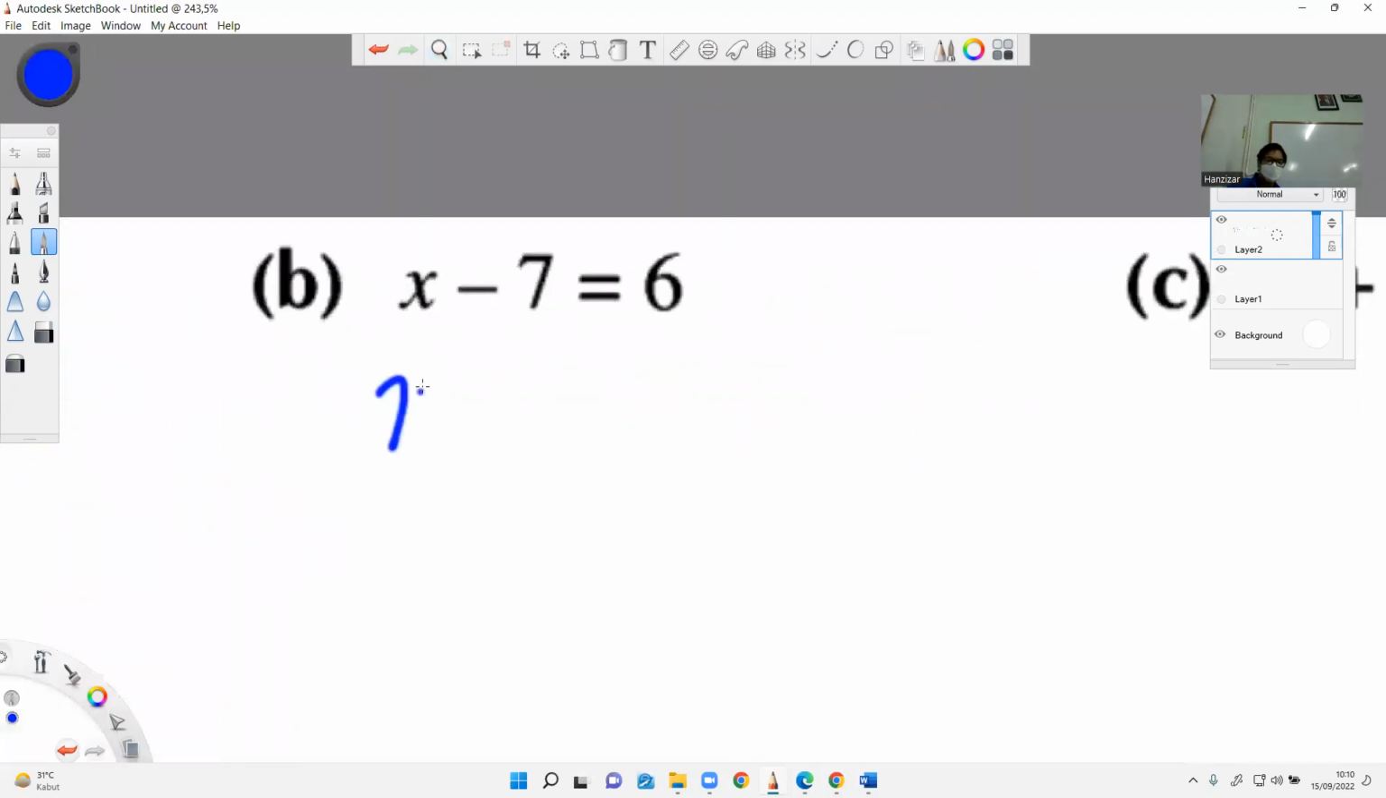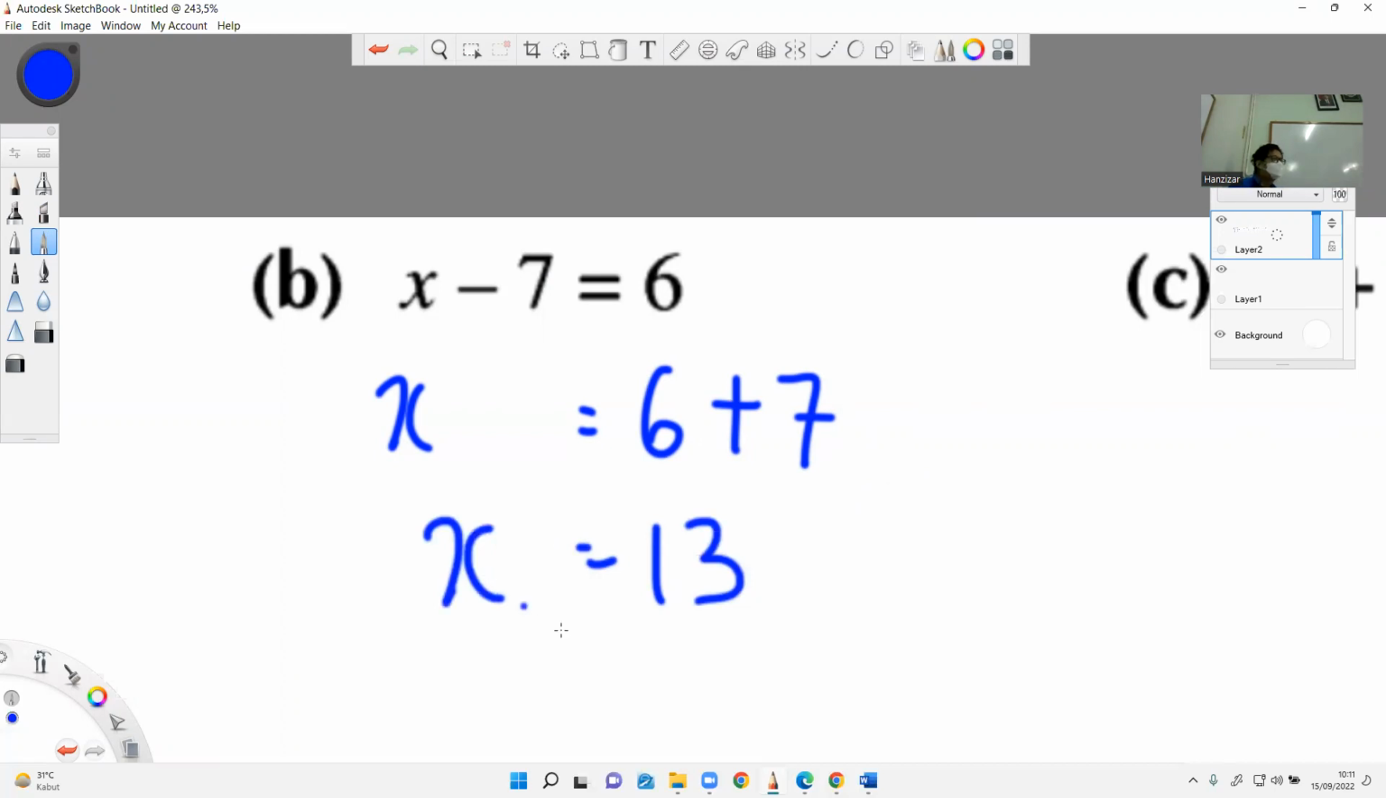Minus 7. I want to change the 7 to the right side. How come? Plus 7. So the number that you don't change, keep it like that. But for the part that is changing, you change the sign also. Okay, 13. Get it, guys?